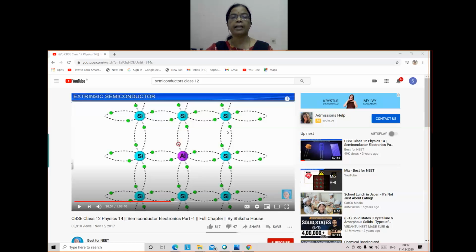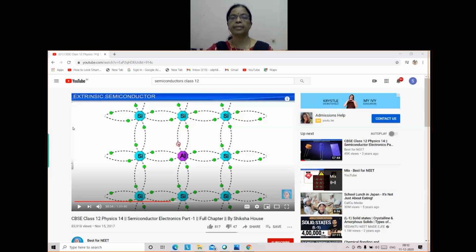And we have seen by adding impurities, we can increase the conductivity of a semiconductor, okay, intrinsic semiconductor. And when we add impurity to the intrinsic, pure semiconductor, what happened? Its conductivity is increased. And we have seen there are two types of extrinsic semiconductor. What is an extrinsic semiconductor? Impurity added to intrinsic semiconductor.